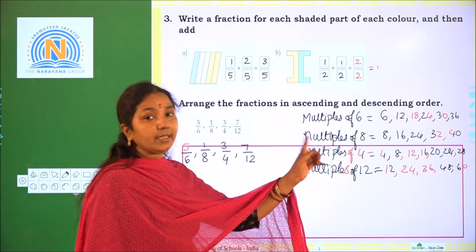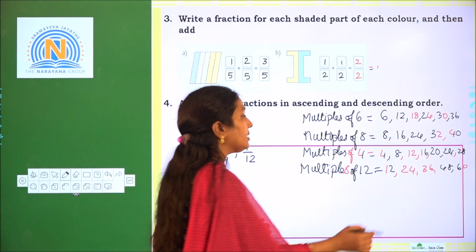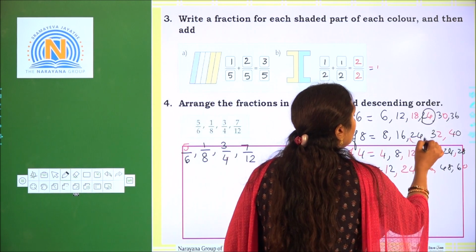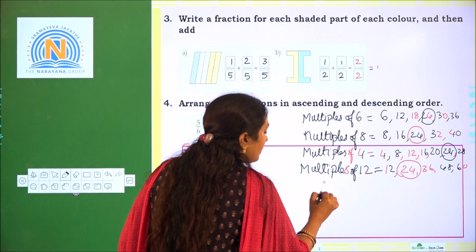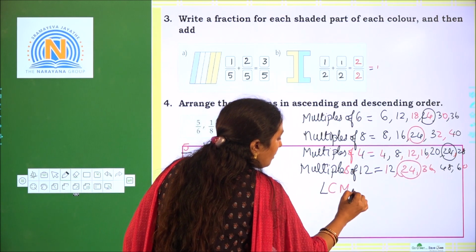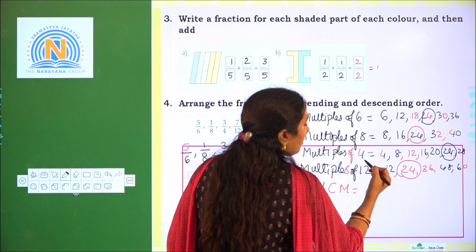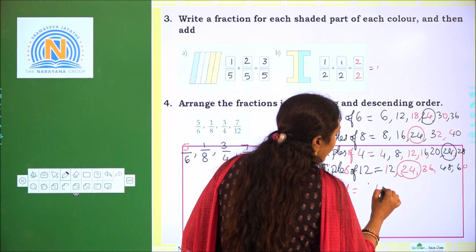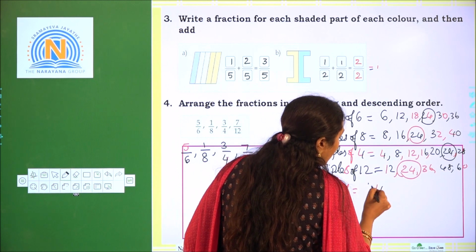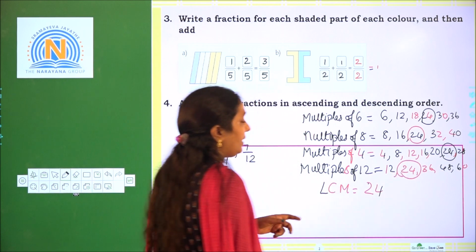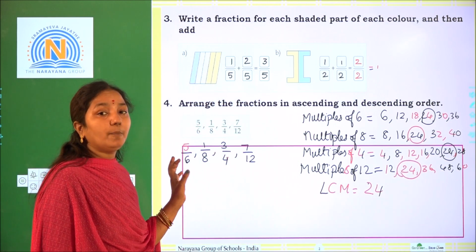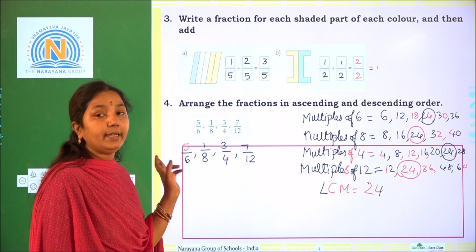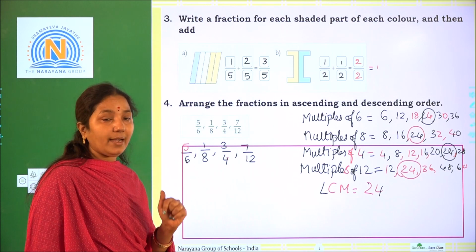So what is the first common multiple of the given numbers? See here, 24. That is nothing but the least common multiple of 6, 8, 4 and 12. So we have to convert all denominators to 24. Means we have to identify which number we multiply with the numerator and denominator to get 24.